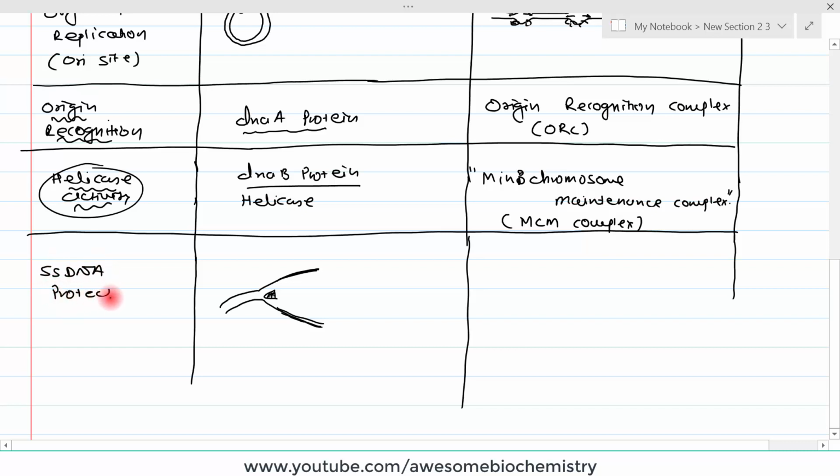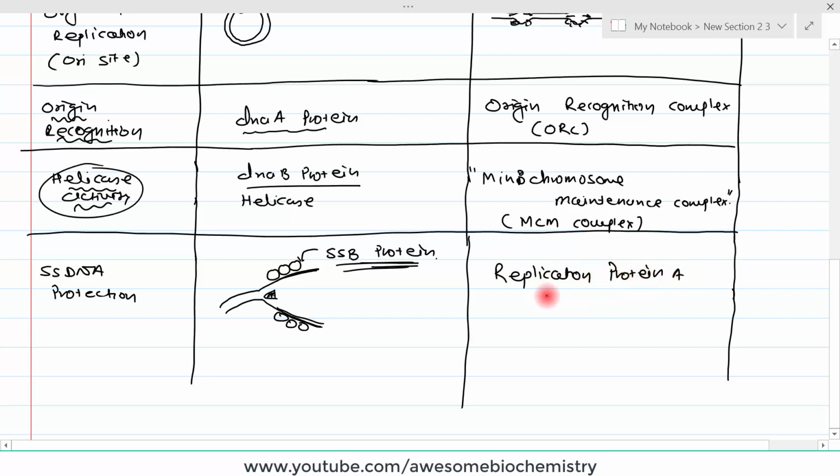How does single stranded DNA protection occur in case of prokaryotes? We had already seen that there is a certain protein known as single strand binding protein. These are SSB proteins, and their function is to protect the single stranded DNA. In case of eukaryotes, the same function of the SSB protein is carried out by replication protein A, short form RPA. This replication protein A causes the protection of the single stranded DNA in case of eukaryotes.